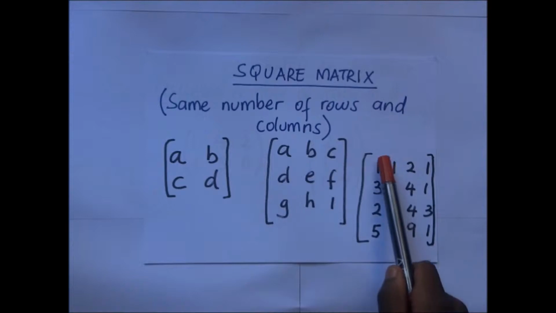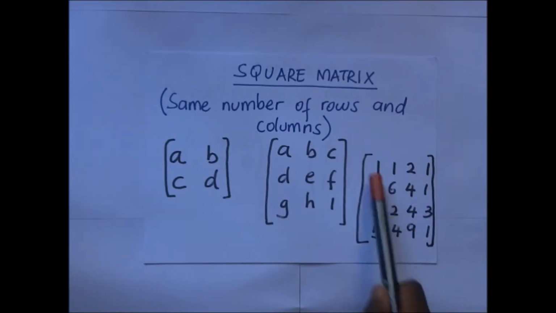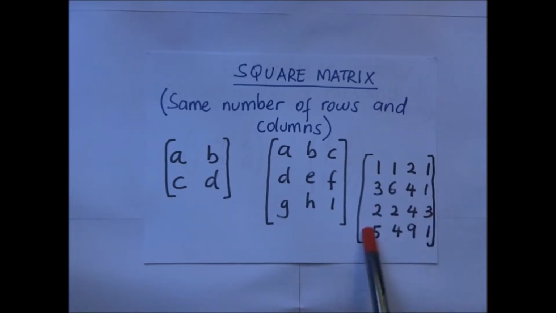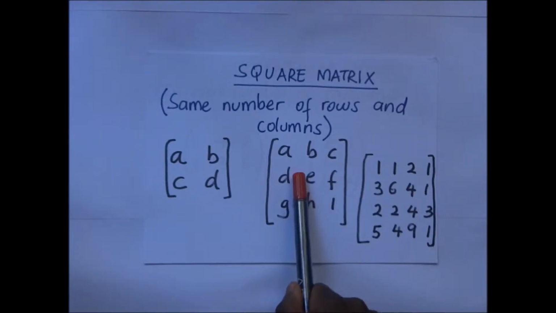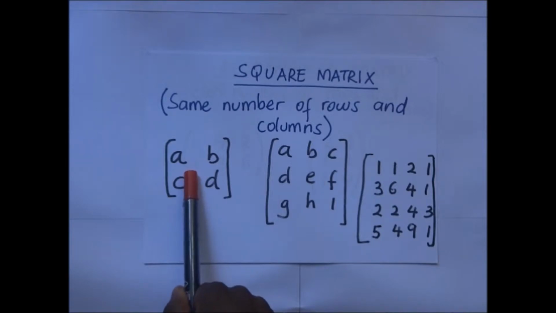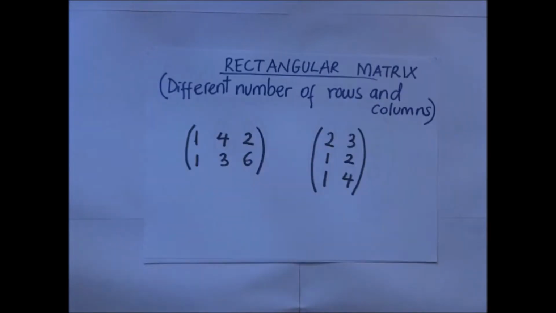The columns are 1, 2, 3, 4, and the rows are 1, 2, 3, 4. So this is a 4 by 4 matrix because it has 4 rows and 4 columns. This is a 3 by 3 matrix because it has 3 rows and 3 columns. This is a 2 by 2 matrix because it has 2 rows and 2 columns. And because they have the same number of rows and columns, we call them square matrices. We have what we call the rectangular matrix.